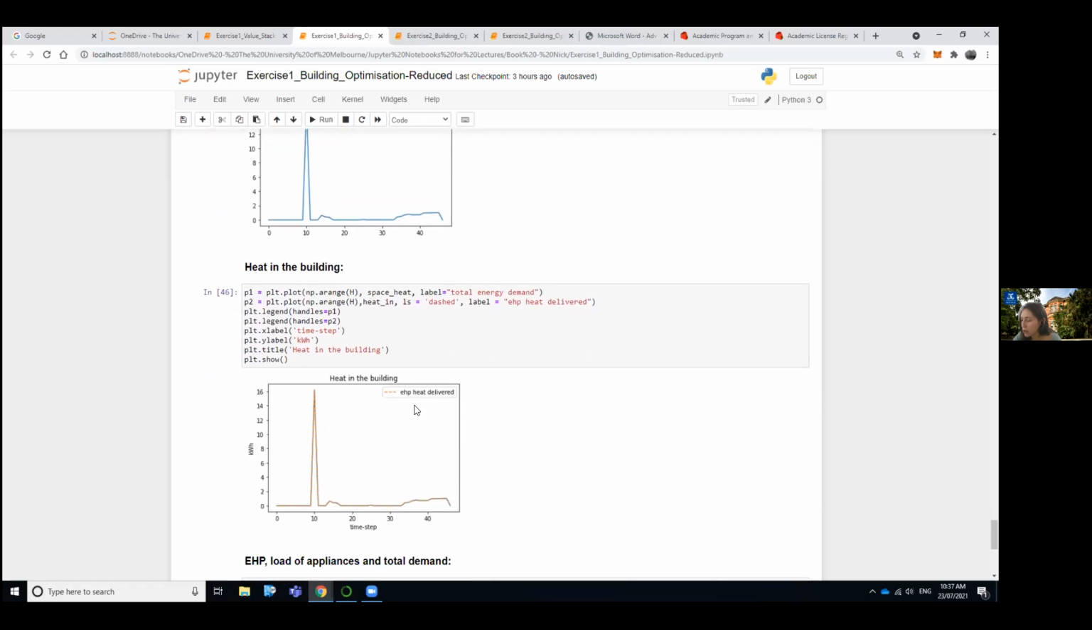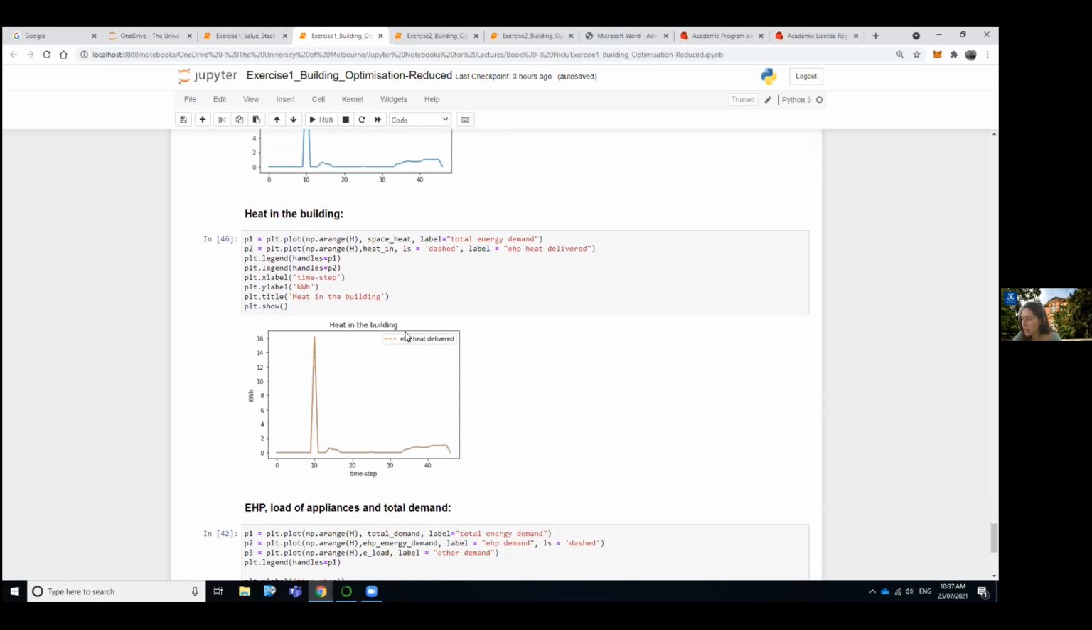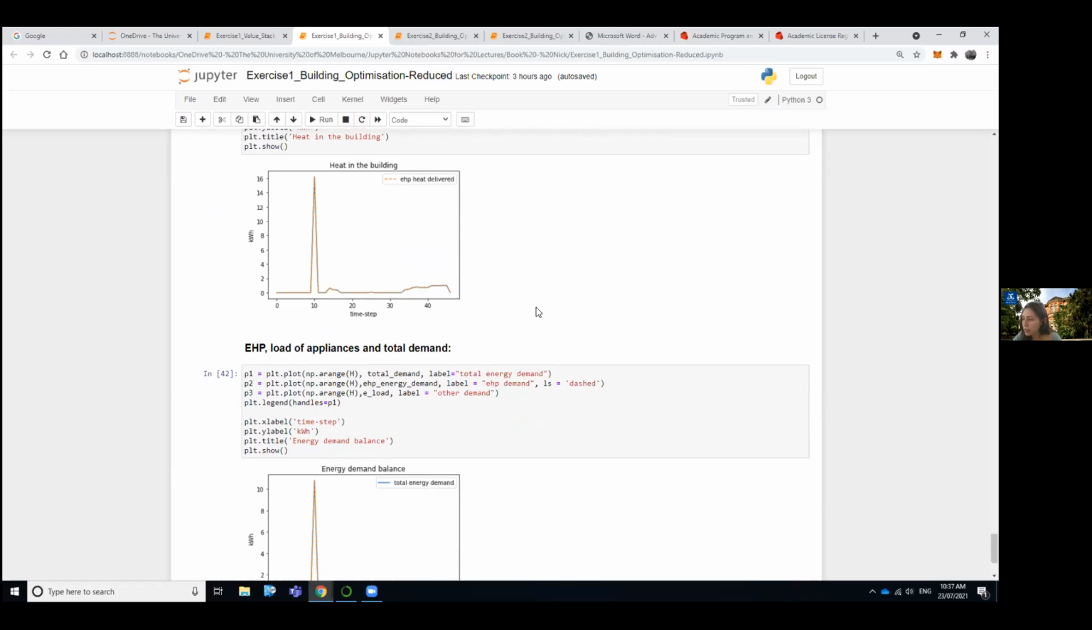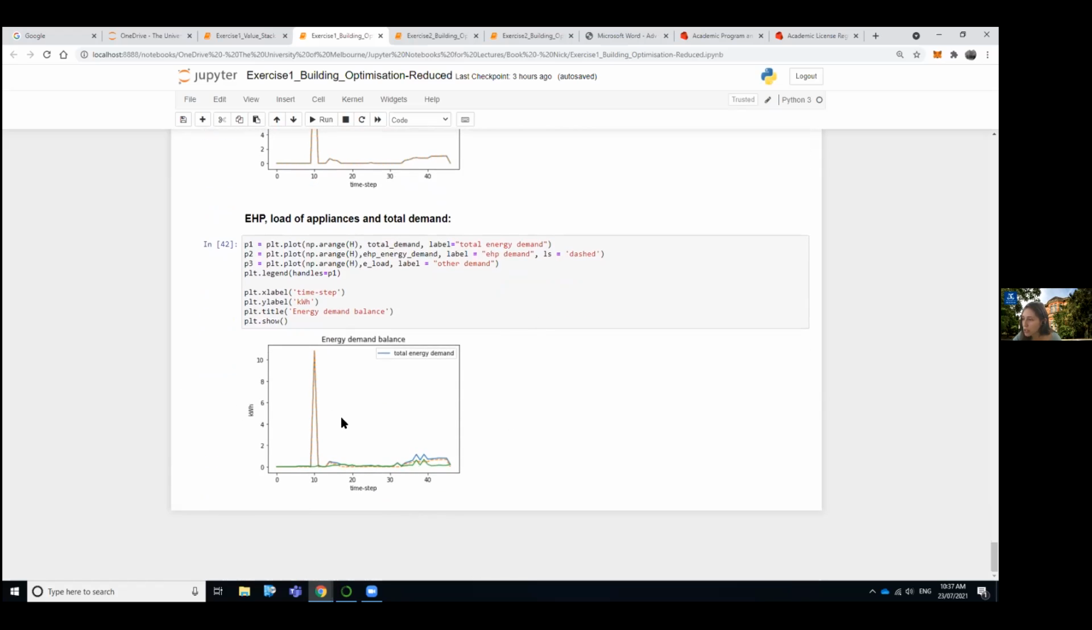And we can also see that the electric heat pump delivers almost all the heat in the building, and domestic hot water is not as relevant in this case because the domestic hot water load is minor compared to the space heating required. And we can also see the evolution.